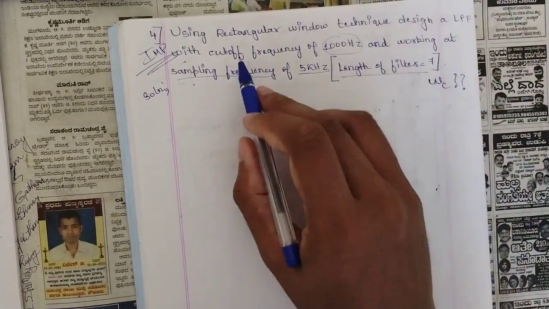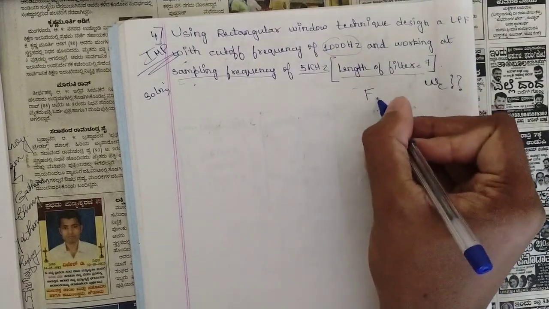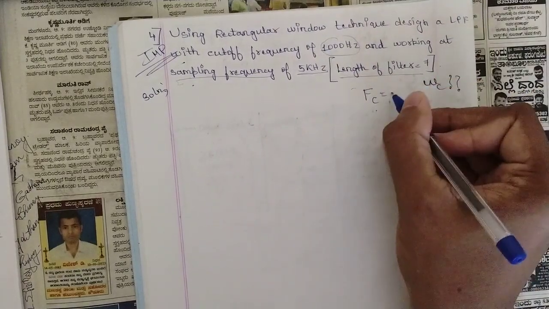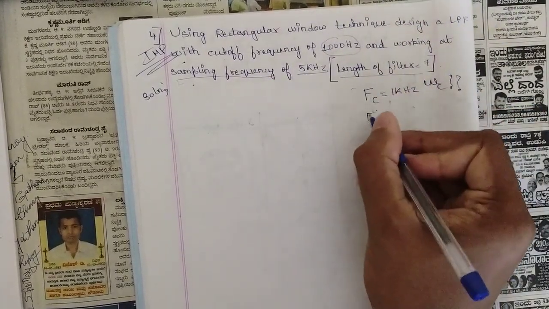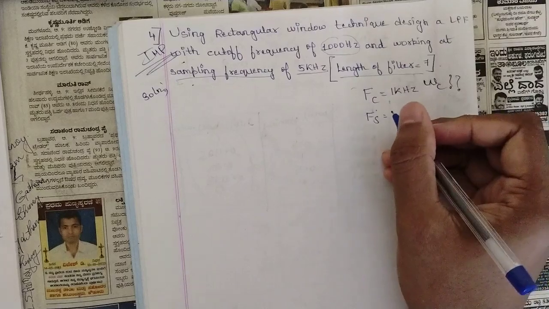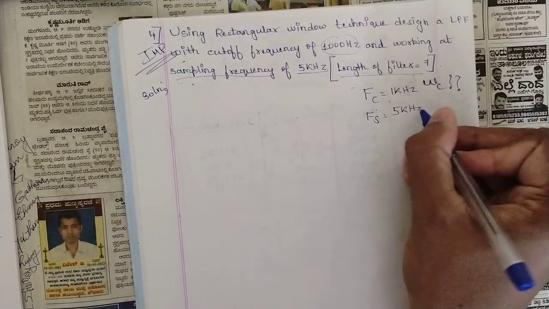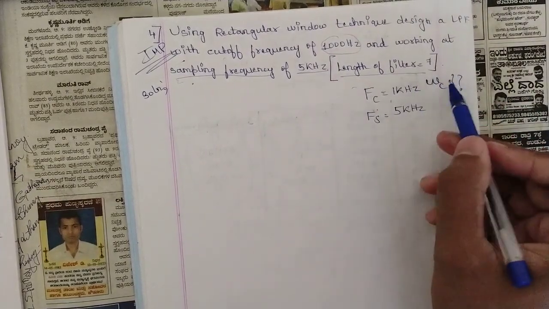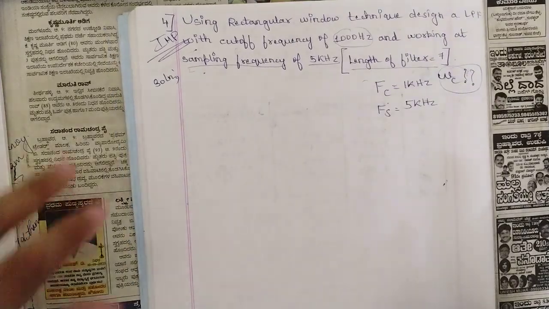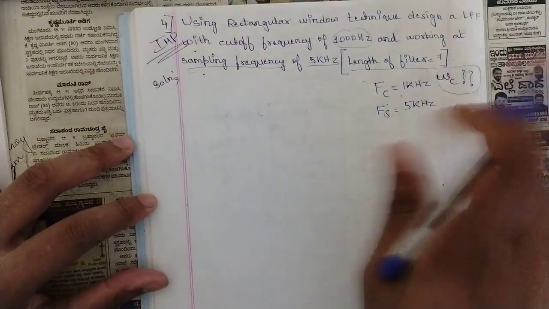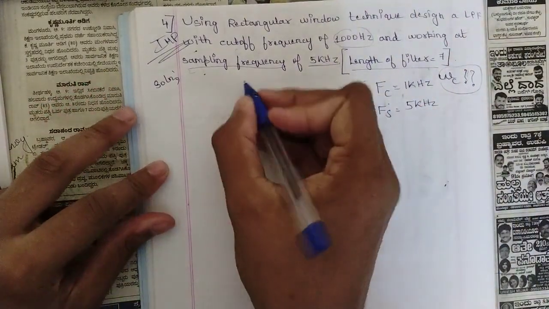You can see that in the question it's mentioned cutoff frequency, but this is actually FC that they have given. FC is given as 1000 Hz or 1 kilohertz, and sampling frequency FS is given as 5 kilohertz. Now using these two data, you should be finding the value of omega c. They have not given the value of omega c anywhere in this question. First we should do that, then the rest of the problem remains the same. How to find the value of omega c is very simple.